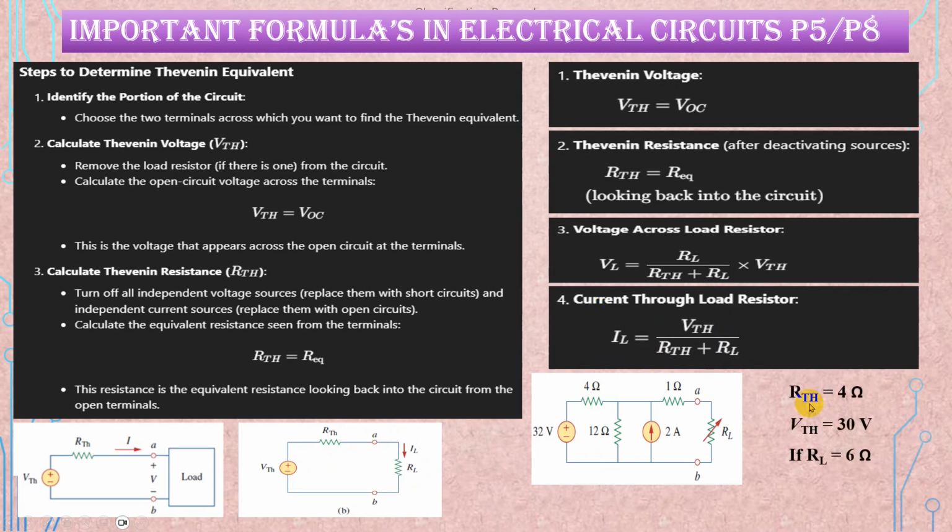Now come to the Norton. If you calculate, we got R Thevenin as 4 ohms for the circuit, V Thevenin as 30 volts, and if you consider RL as 6 ohms, then substituting, you will get IL equal to V Thevenin divided by R Thevenin plus RL, 30 by 4 plus 6, so 3 amperes of current is flowing. And what is VL? VL is given by I multiplied by RL. RL is 30, I is 3, so 90 volts is the voltage across the resistance. So like this we have to find.